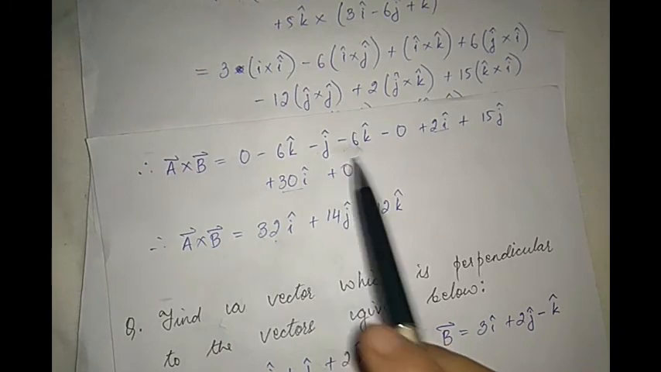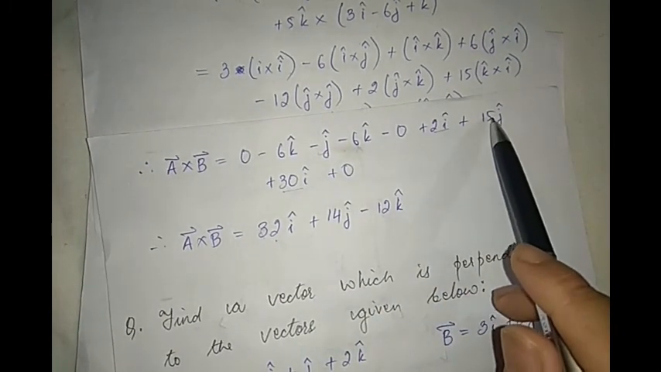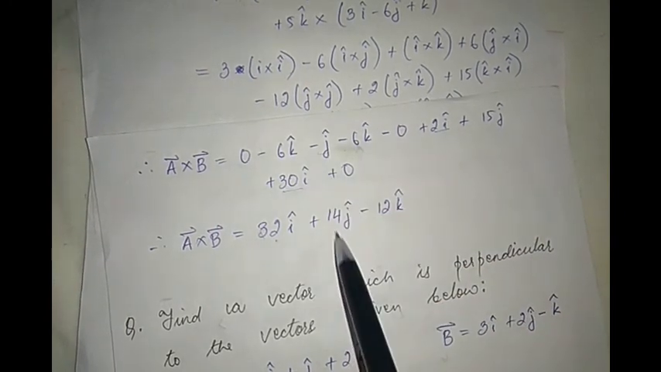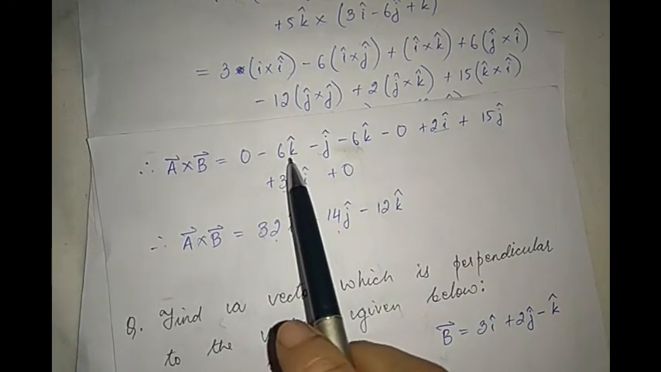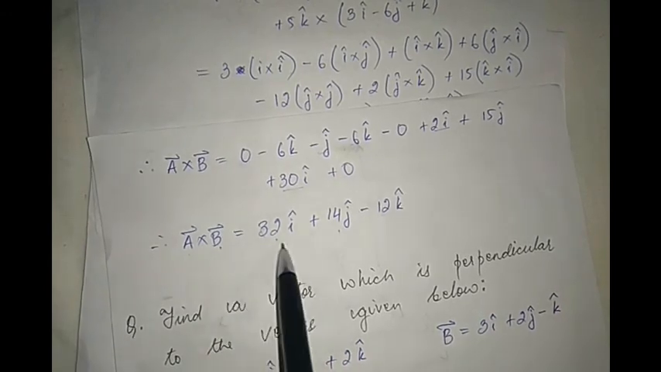Then let us look for terms having j cap. So minus j cap plus 15 j cap. So this gives me plus 14 j cap. And finally k cap. So minus 6 k cap minus 6 k cap gives me minus 12 k cap. Okay, so you can see a cross b comes out to be a vector.